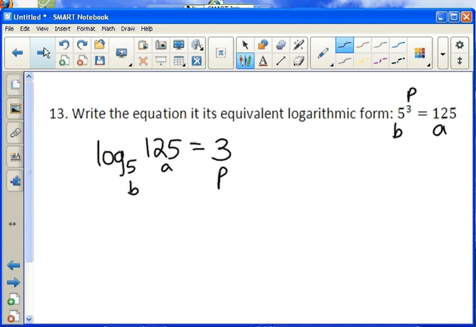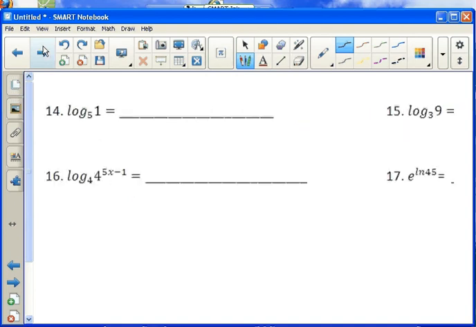Okay, 14 you can just plug in your calculator. You should get 0. 15 you should plug in your calculator. You should get 2. This one, the 4 and the 4 cancel out, so it just leaves you with 5x minus 1. Same idea here, the e and the natural log cancel out, just leaving you 45.